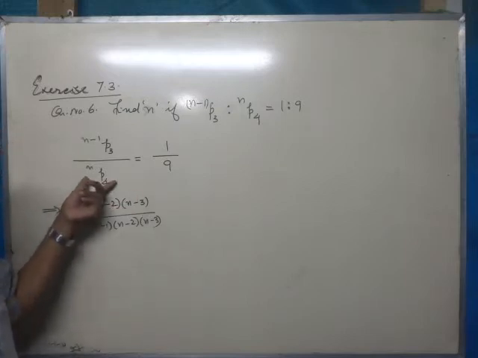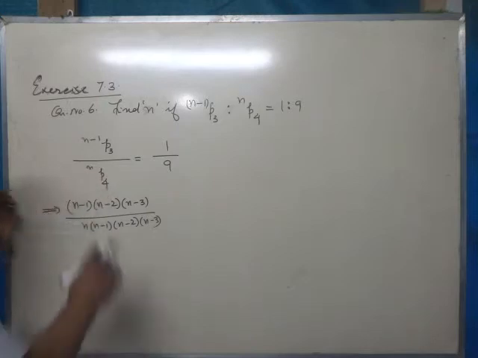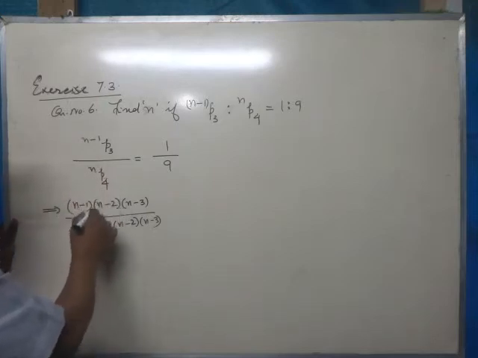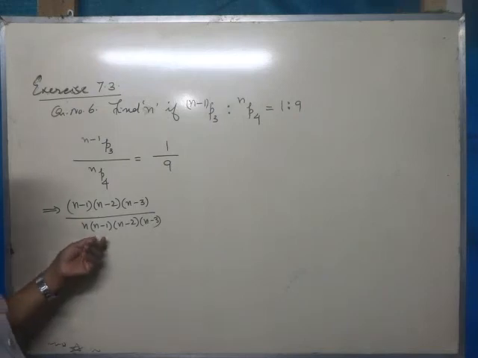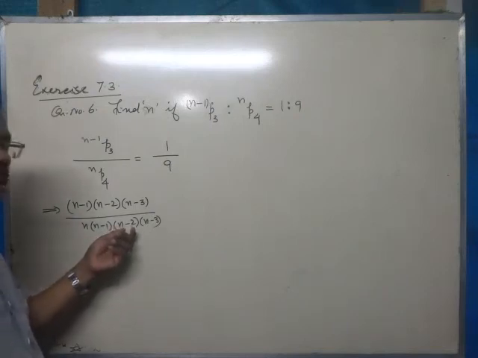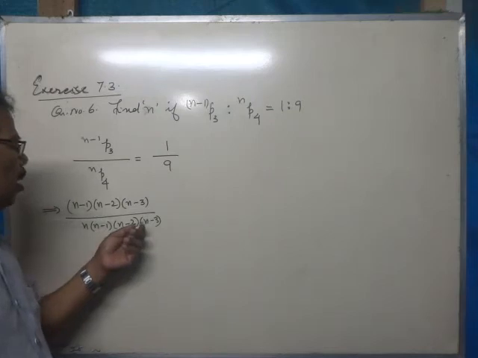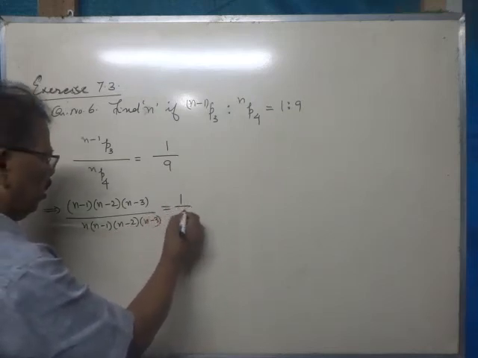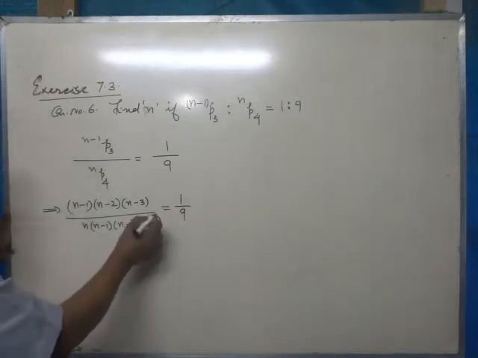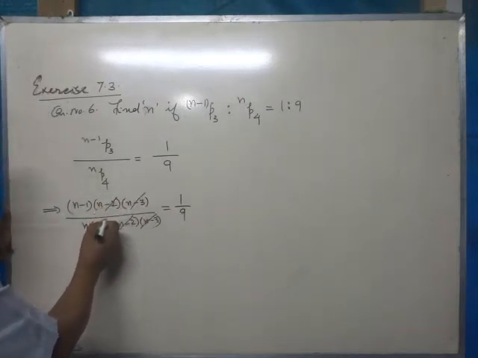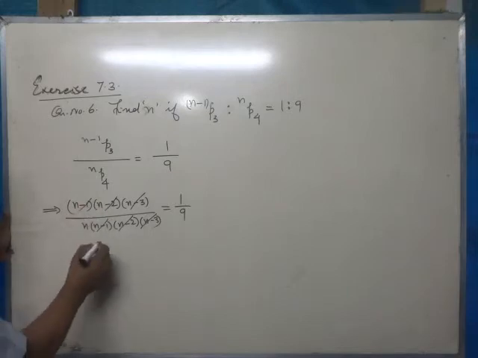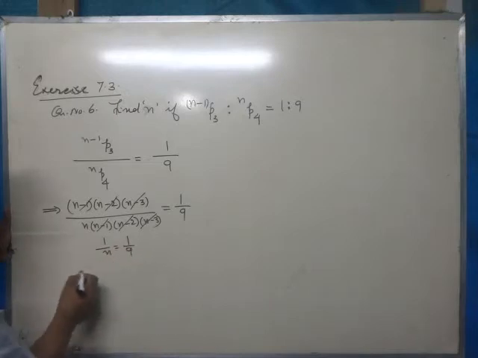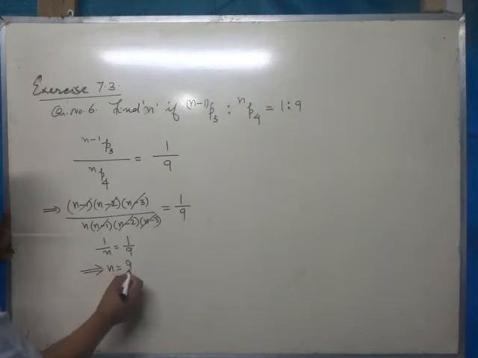Then nP4 will be the product of n, next n−1, third n−2 and the fourth number n−3, which must be equal to 1/9. Now we can cancel the terms like this. Therefore 1/n is equal to 1/9, that is n is equal to 9.